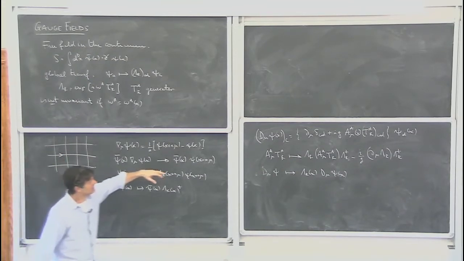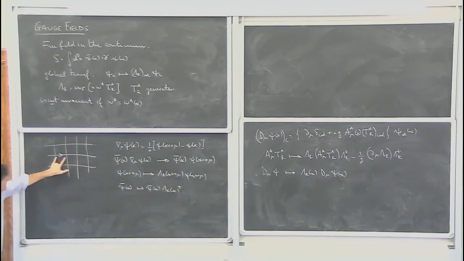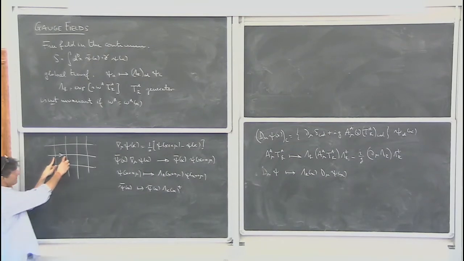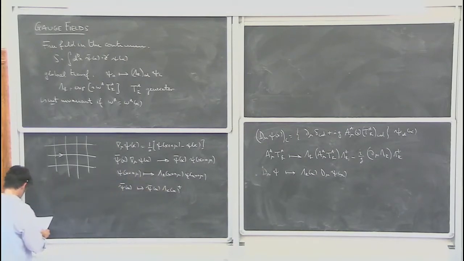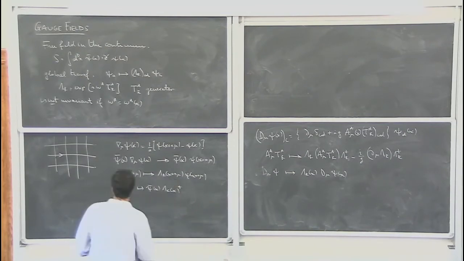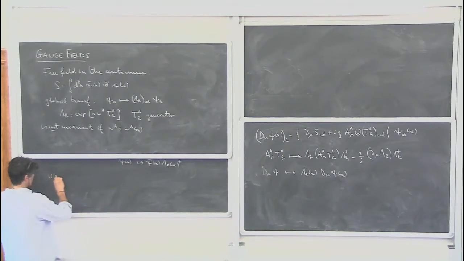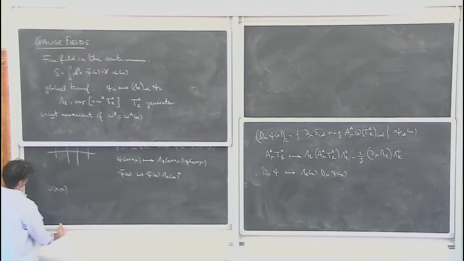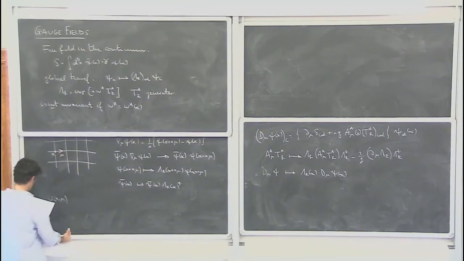Okay? So this is the generator of an infinitesimal parallel transport. Here we don't have infinitesimal shifts, we've got finite shifts. So what we need is to introduce something which is a parallel transporter along the link of the lattice. Okay? So the way to do that is to introduce, well, precisely the parallel transporter U(x, mu). So this is the parallel transporter which is associated to the link starting at x in direction mu.